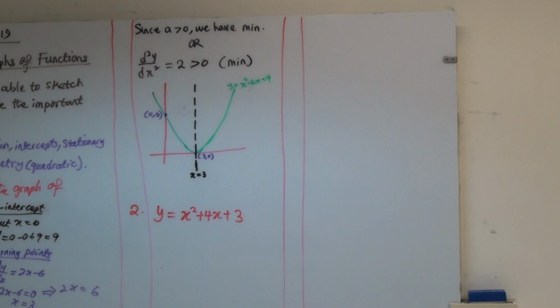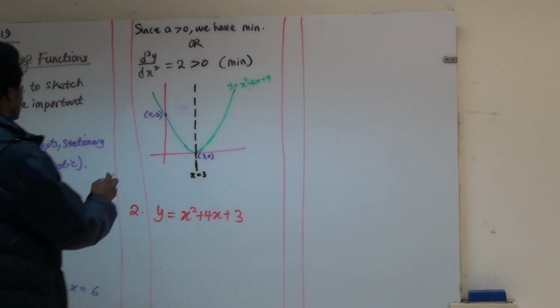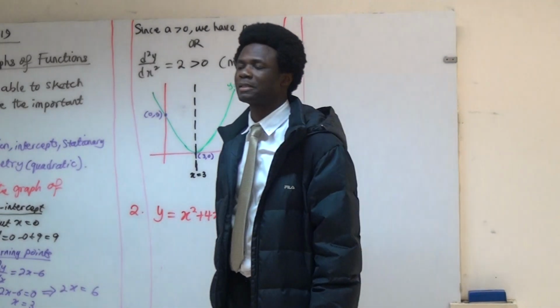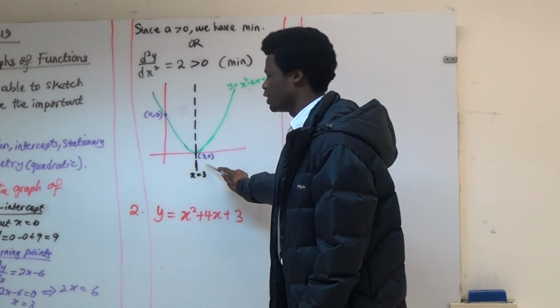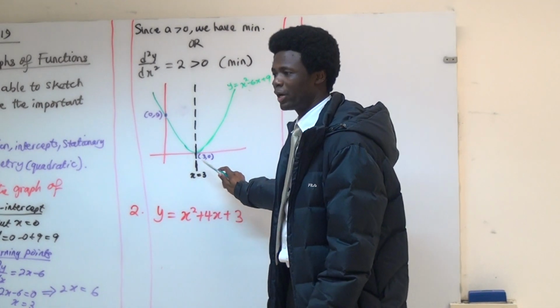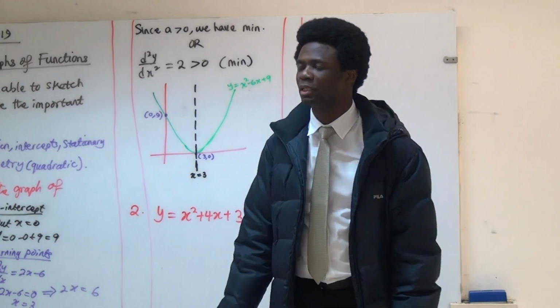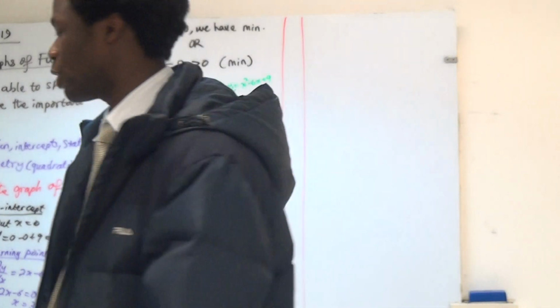You have to label your points. You don't have to put 3, 0. You could just put 3, no bracket, so we know it's on the x-axis and that point is 3. Question 2? Yes.